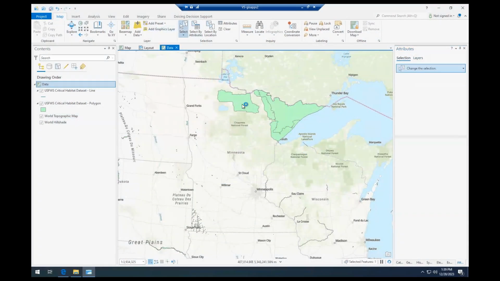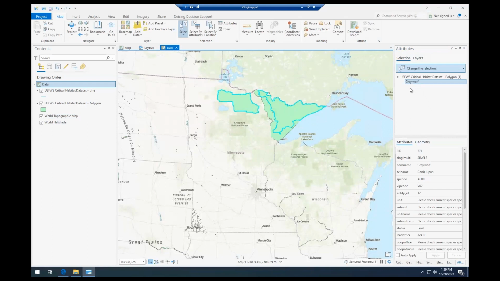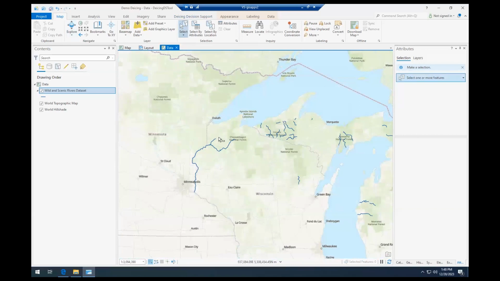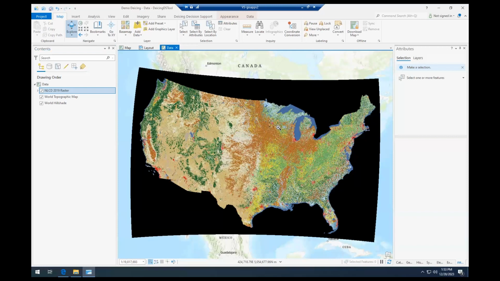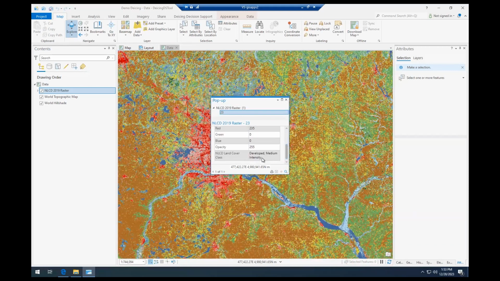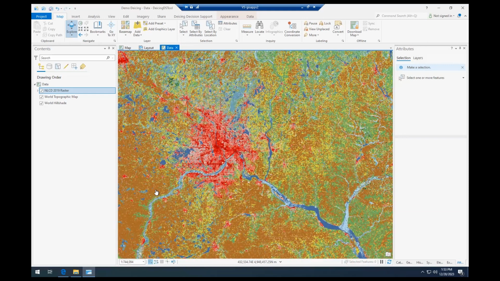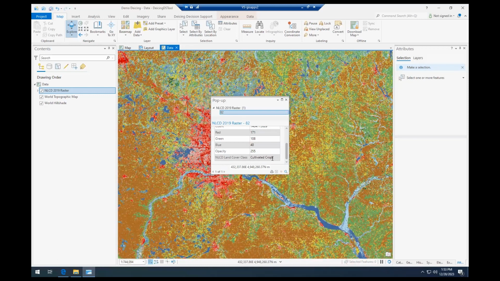The first dataset is USFWS Critical Habitat. If there are particular species of concern in your analysis area, this dataset may be important. The next dataset is Wild and Scenic Rivers. Some areas have significant protected waterways, and this dataset allows special consideration to be included in the analysis. The next dataset is the National Land Cover Dataset. Using the Land Cover Dataset allows you to include special consideration of specific land use types, such as agriculture.